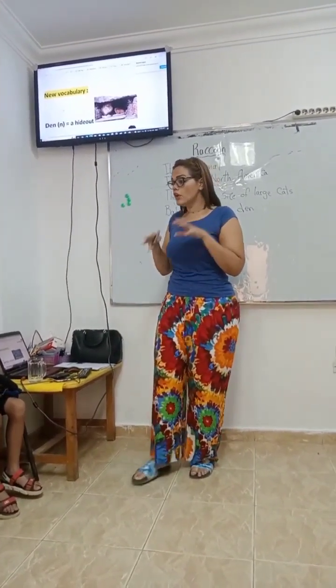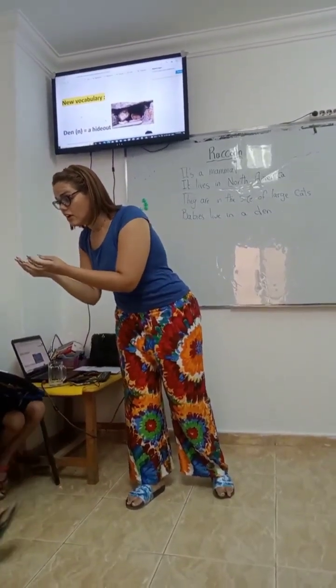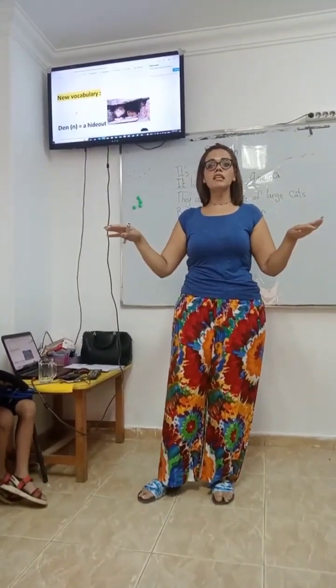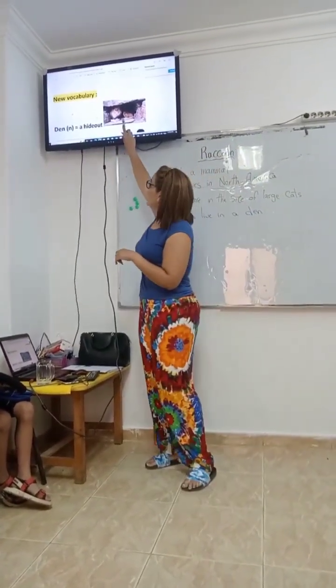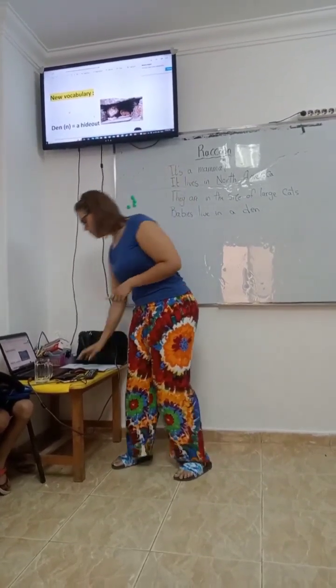A den is a place where raccoons are born and they stay in the den until they are fully grown. Then they go out. But in the beginning, the raccoons are in the den. What is this? Den. Great job.